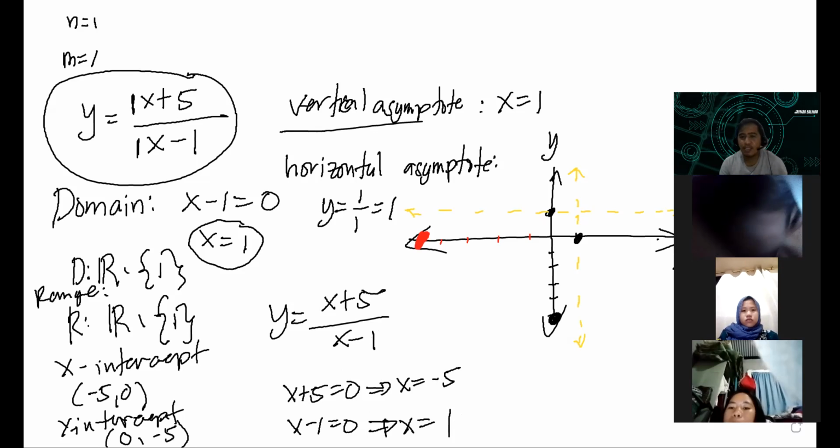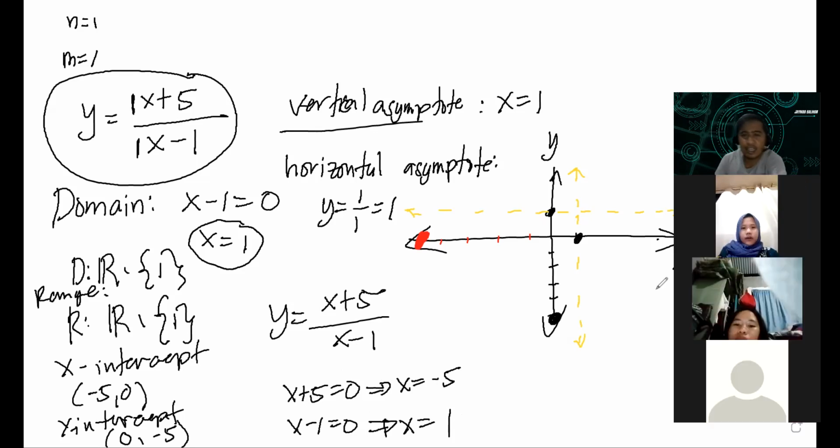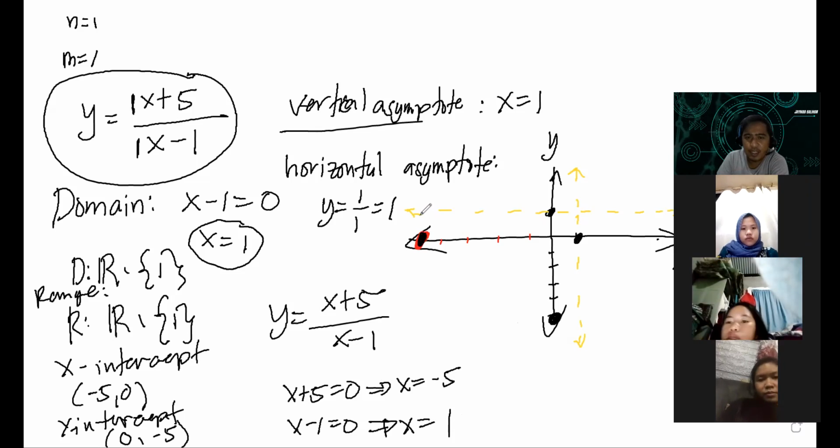Is that clear? Yes, sir. Okay, now here we have x equal to negative 5. This portion. And x equal to 1 is here, right? Yes, sir. Now, let me ask you, what are the intervals that we can make?